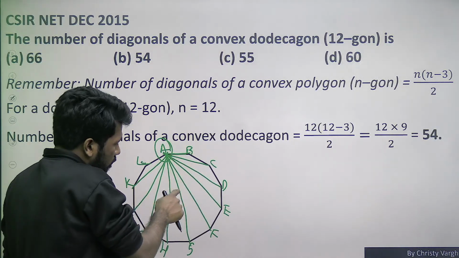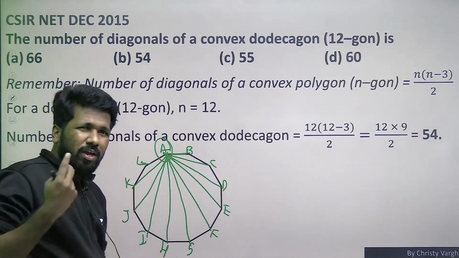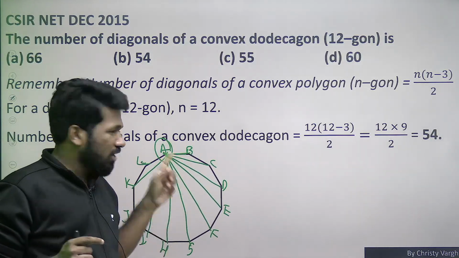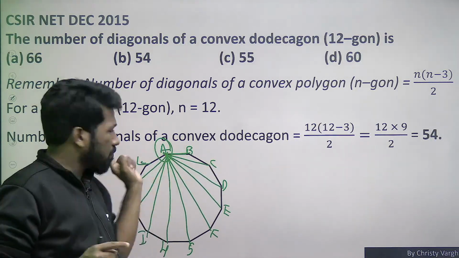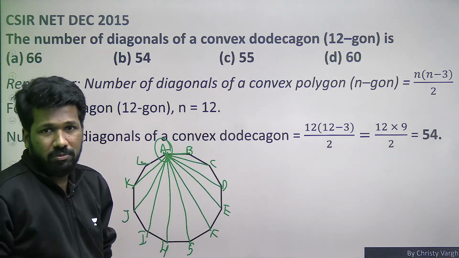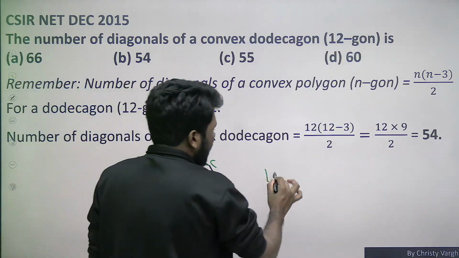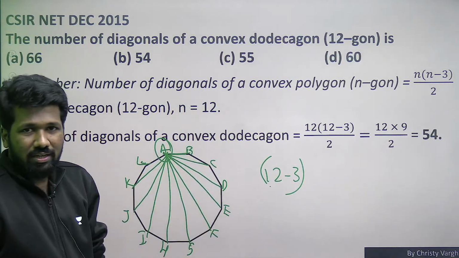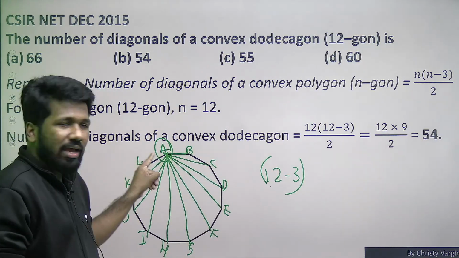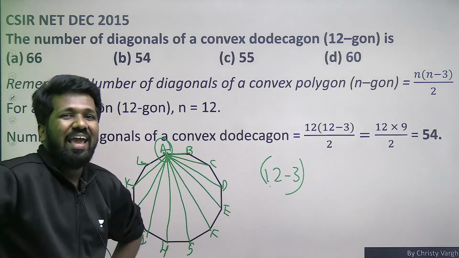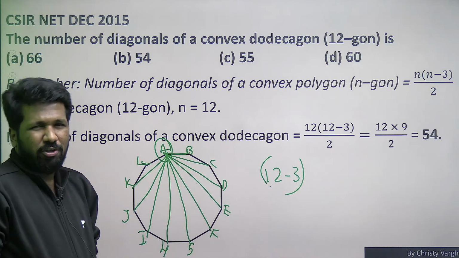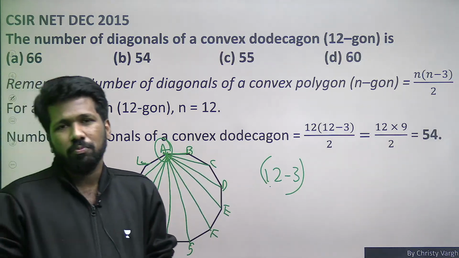1, 2, 3, 4, 5, 6, 7, 8, 9. Why not 10? Because A to A also is not possible. A to A not possible, A to B not possible, A to L not possible. That means 12 minus 3, that is 9 diagonals possible from A alone. From A alone, 12 minus 3 is possible. Did you all understand this? Why is 12 minus 3 possible?